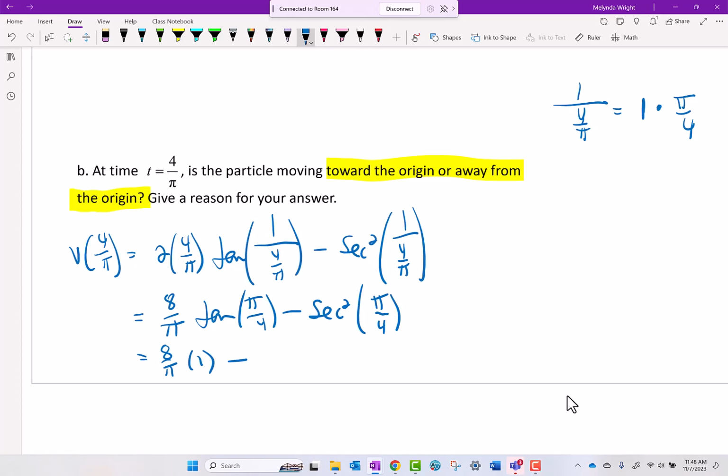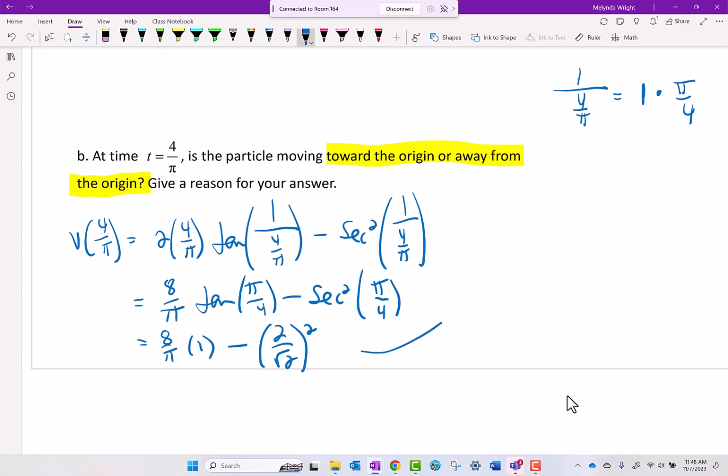Secant is the reciprocal of cosine. What is cosine at pi over 4? Root 2 over 2. So secant is 2 over root 2, and that's going to be squared. Of course, I'm not really sure what the number is. We just have to keep working it. So we've got 8 over pi minus, let's see, 2 squared is 4, and square root of 2 times square root of 2 is 2. So I basically have 8 over like 3 point something minus 2.